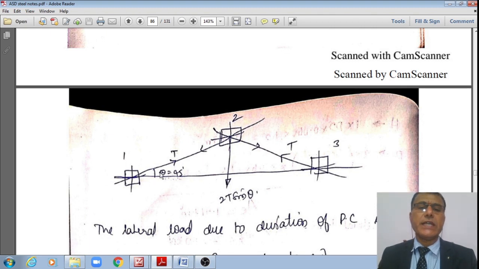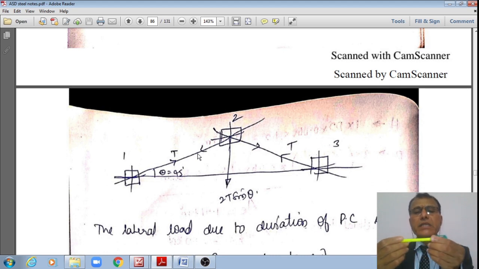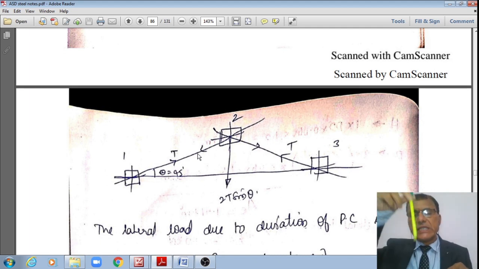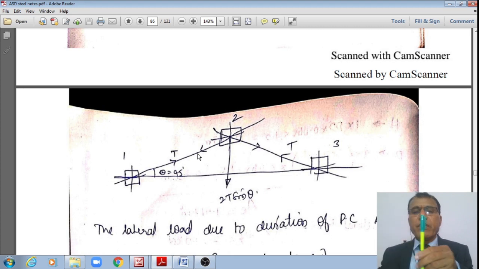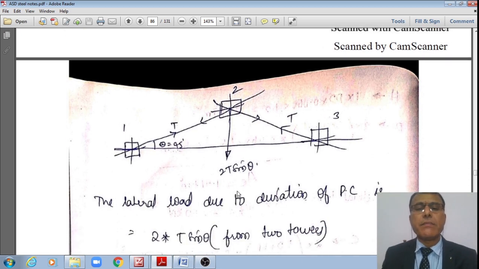Why? Because if this is theta, the tension in the cable is equal to T. If I resolve that, I'll get T cos theta and T sin theta. Even at the other tower I'll get T cos theta, T sin theta, whereas from the second span also I'm getting T sin theta. Therefore, T plus T is equal to 2T sin theta, actually acting in the lateral direction. Both are additive now. Then only I'll get the maximum force.